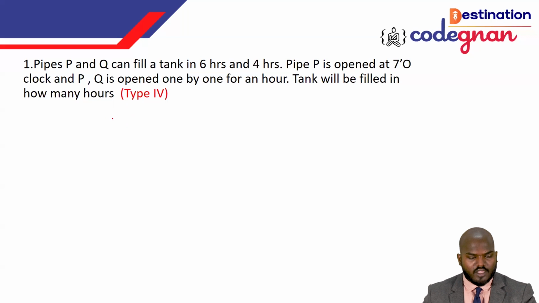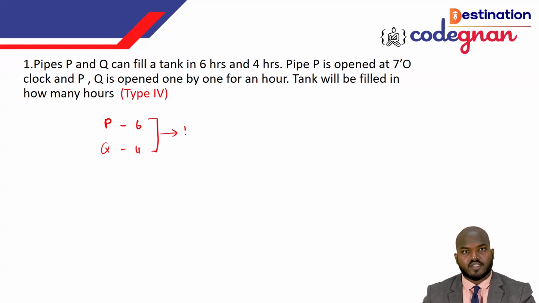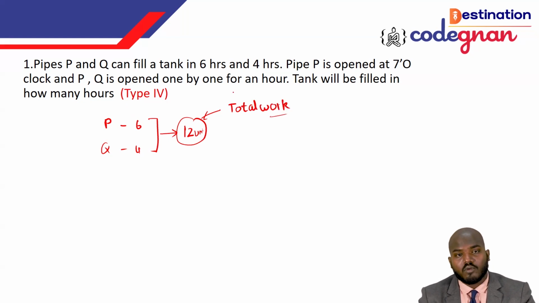Okay, you see this one, I'm taking P's work as 6 hours and Q's work as 4 hours. If you take the LCM of 6 and 4, the common point is 12 units. That I can call the total work. So the total work is equal to 12 units. P can do 6 units of work and Q can do 4 units of work. That is the thing they have mentioned here.